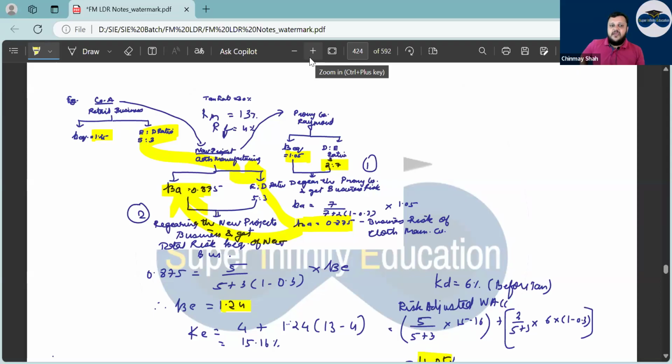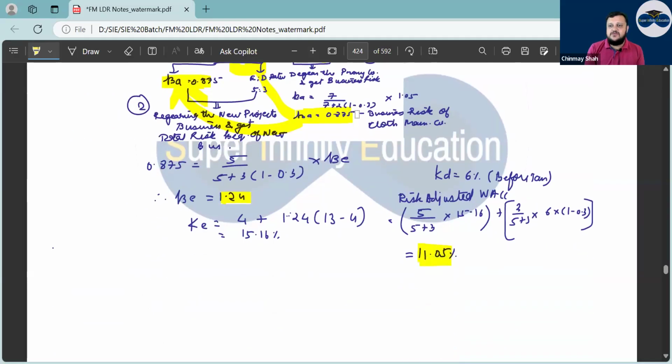Then ask the company for what debt to equity ratio or equity to debt ratio you want. They say this is the equity to debt ratio. Use that beta asset, re-gear the company. First you did de-gearing and got the beta asset. Then re-gear the company, get the beta equity of the new cloth manufacturing. That beta equity use, with RM and RF, get the KE. That KE use in the WCC and get your WCC with the KD and all other details. Correct? Makes sense?